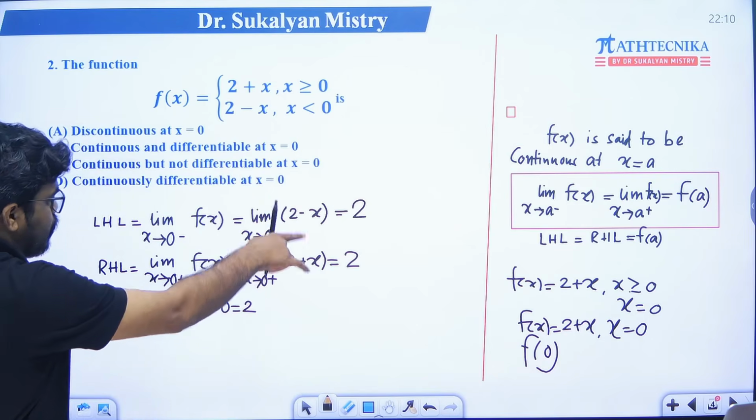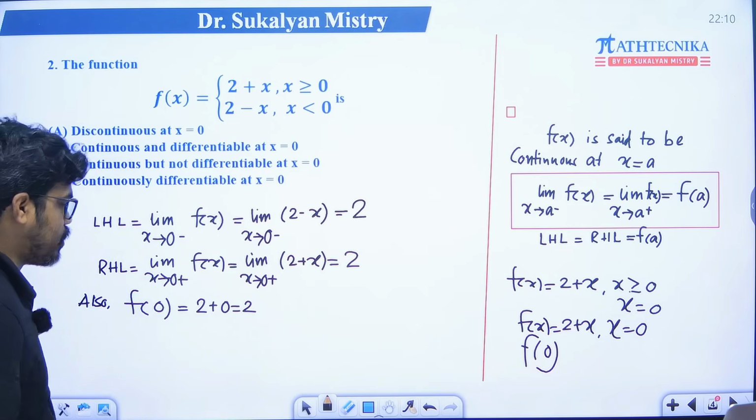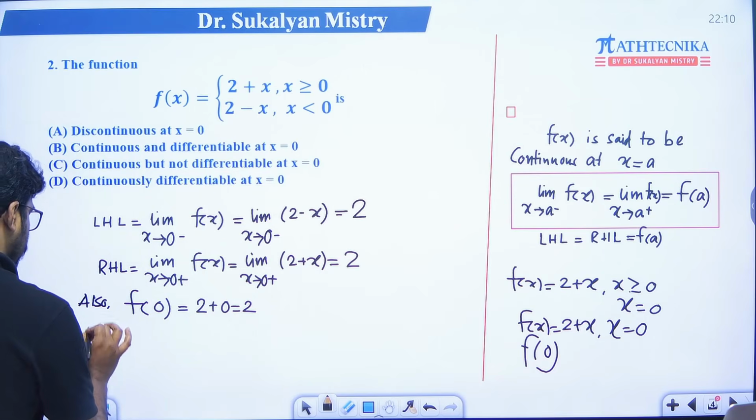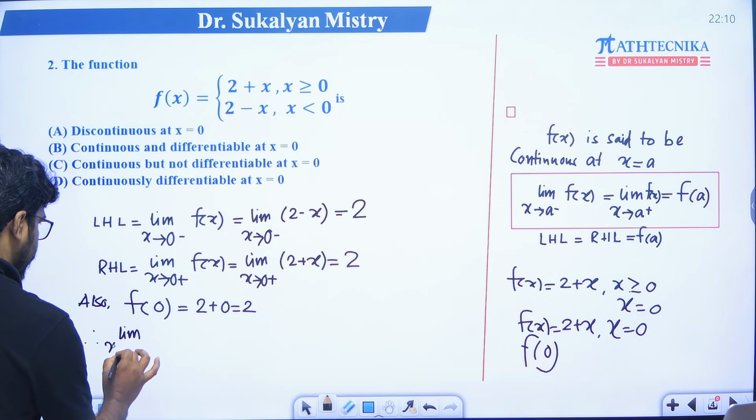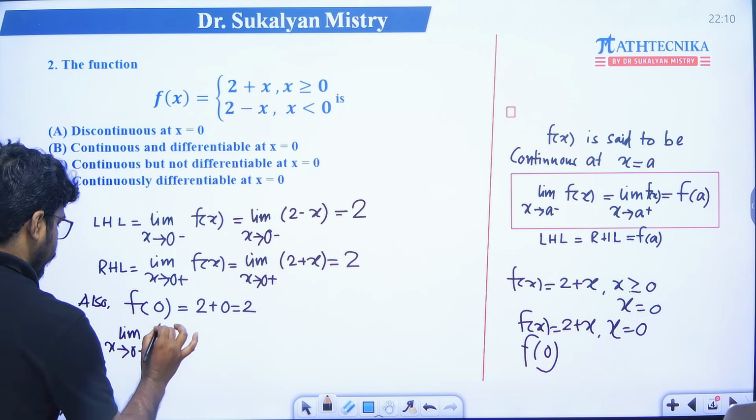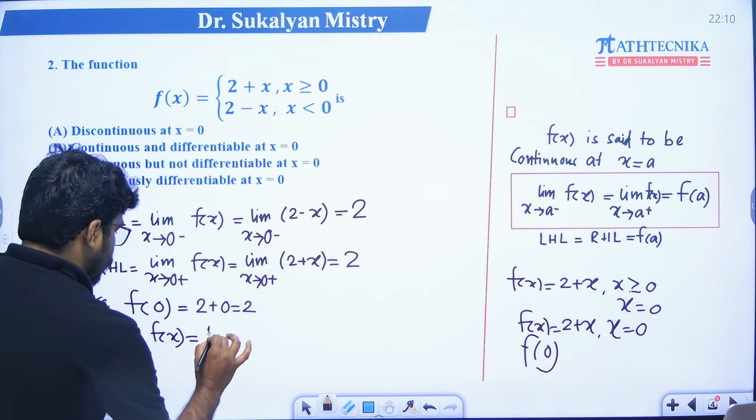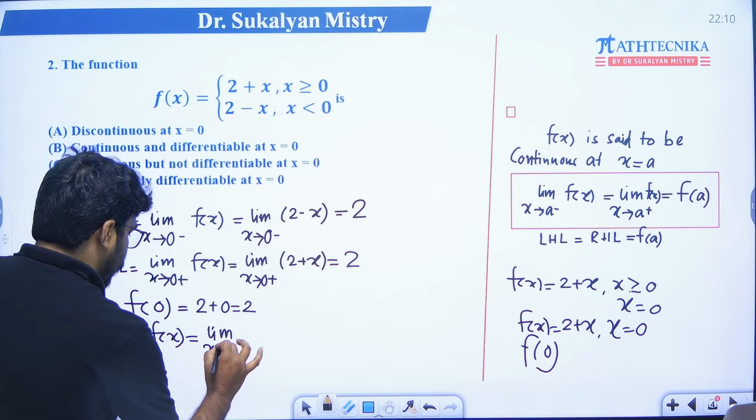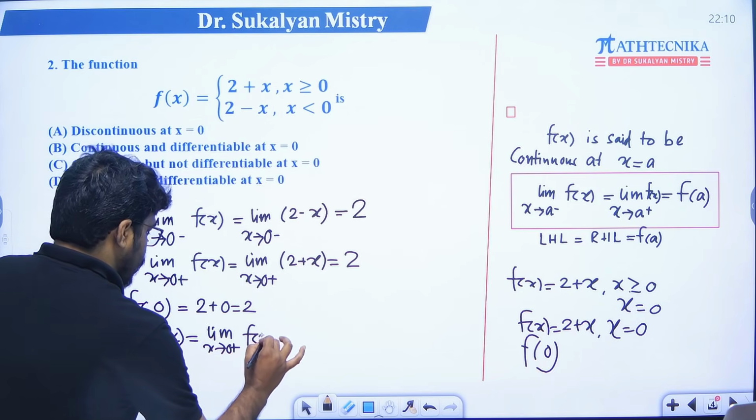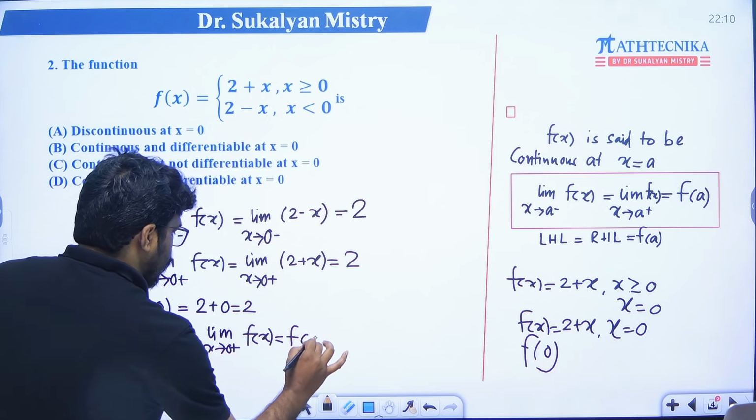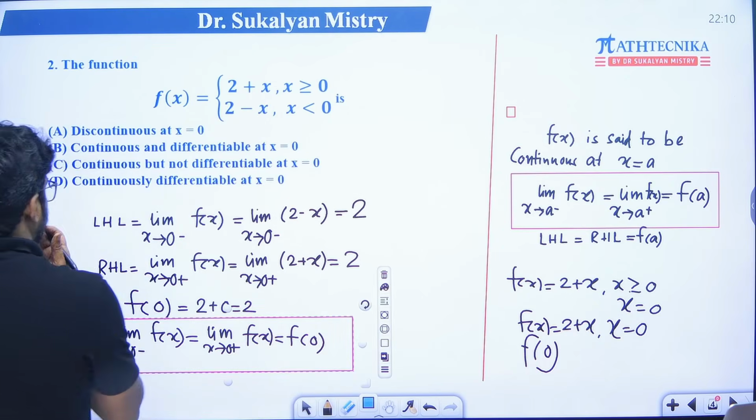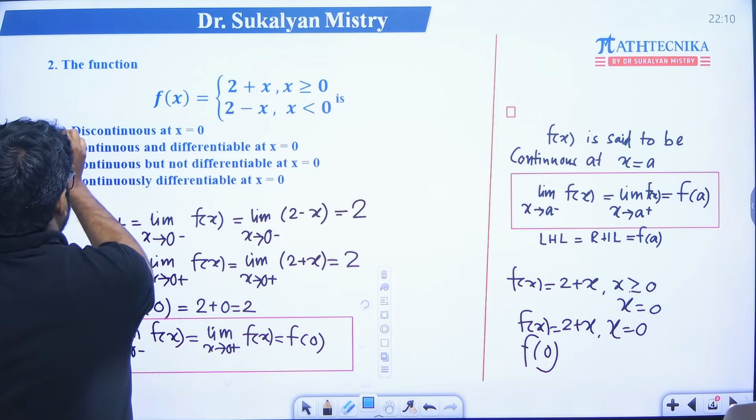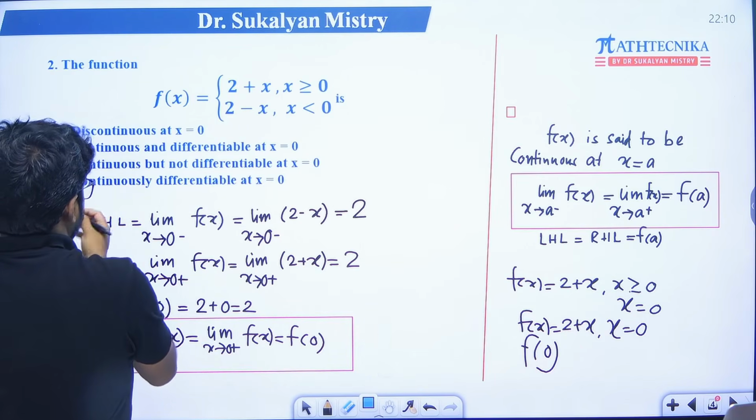So the left hand limit is equal to the right hand limit is equal to f(a). So what do we conclude? Therefore we see that the left hand limit, limit x tending to 0 minus f(x), is equal to limit x tending to 0 plus f(x), and this is equal to f(0). So we conclude that the function f(x) is continuous at the point x equals 0.